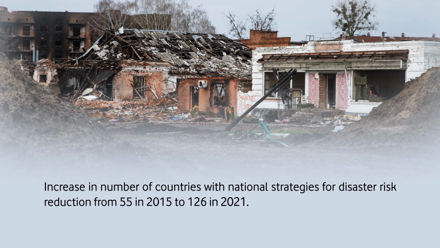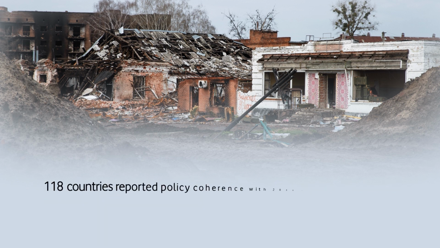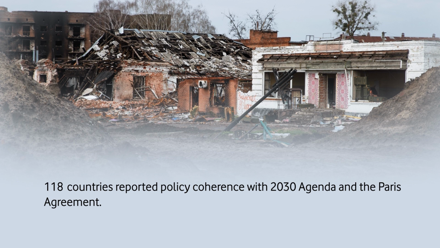There is an increase in the number of countries with national strategies for disaster risk reduction. It was reported to be 55 in the year 2015 and has now increased to 126 in 2021. In total, 118 countries have reported policy coherence with the 2030 agenda and the Paris Agreement.